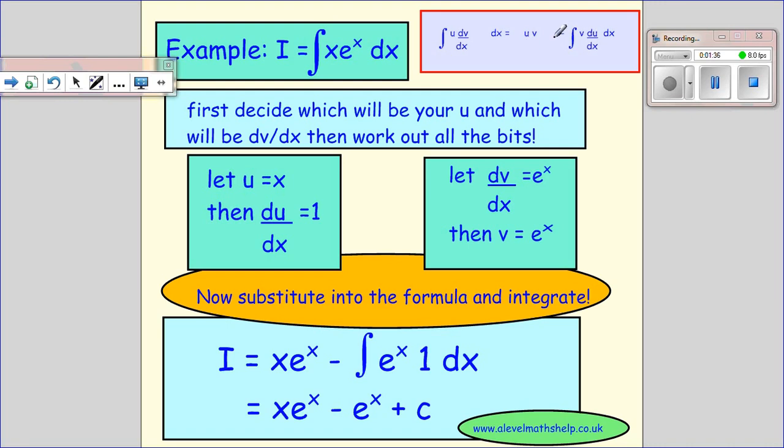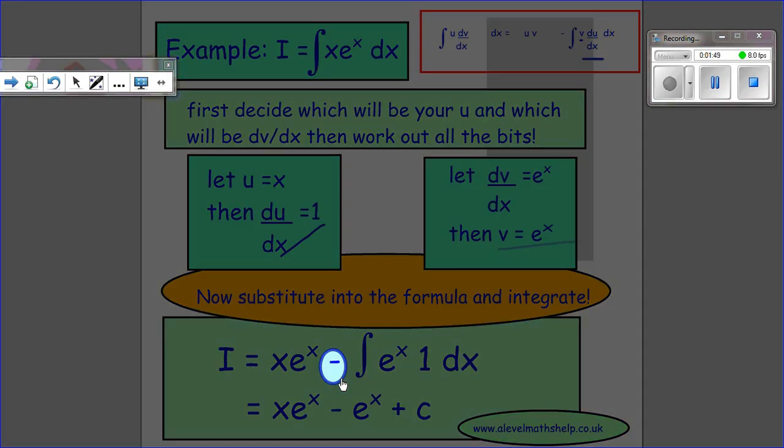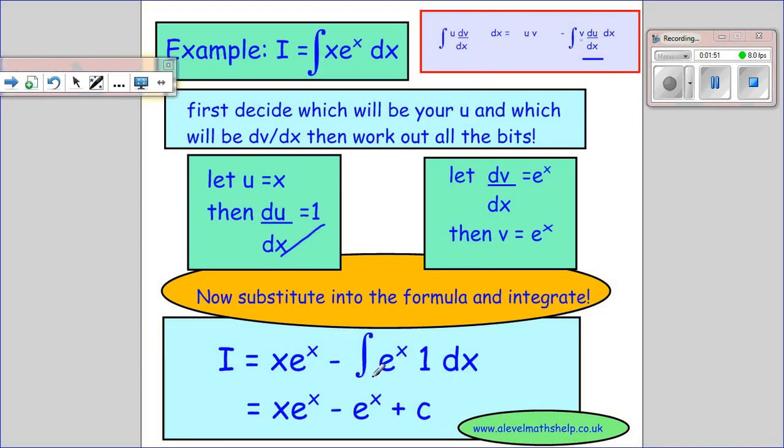So I look and find my u, then my v, and my du by dx. I put it all in. Be careful, there is a minus here, it mustn't be forgotten. And then I see that what I actually have here is e to the x times 1, so I've just got e to the x, and the integral of e to the x, as we all know, is just e to the x. So this comes out as x e to the x minus e to the x plus c.